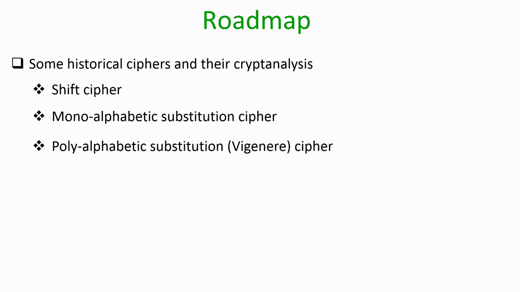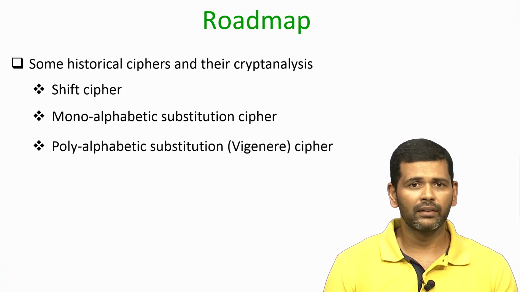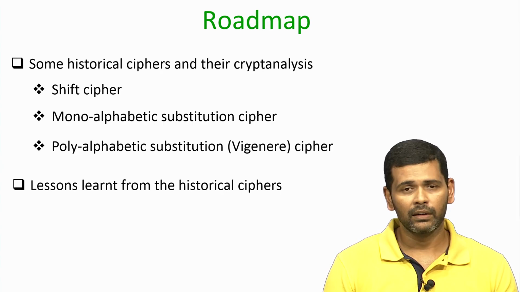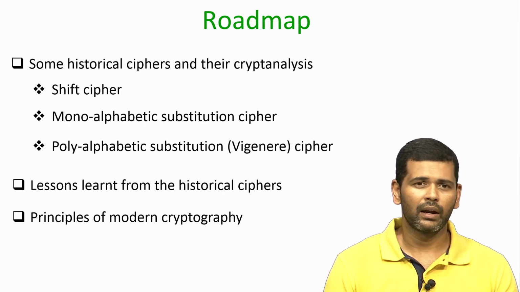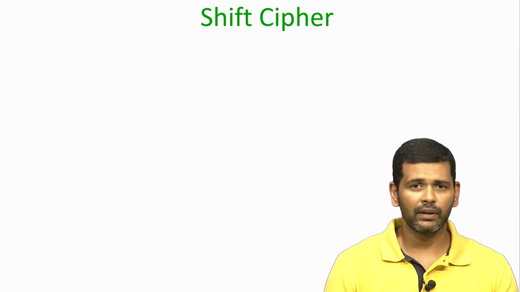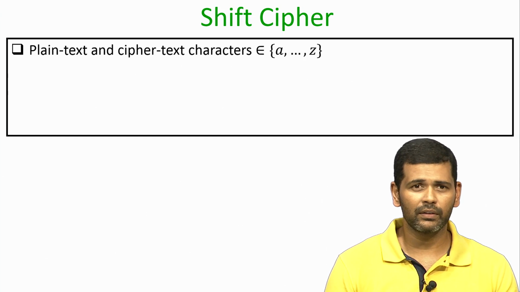The plan for this lecture is as follows. In this lecture we will discuss some of the historical ciphers such as the shift cipher, the mono-alphabetic substitution cipher and the poly-alphabetic substitution cipher, and we will see their cryptanalysis, namely how badly these ciphers were broken. We will see the lessons that we learned from these historical ciphers, and finally we will discuss the principles of modern cryptography.